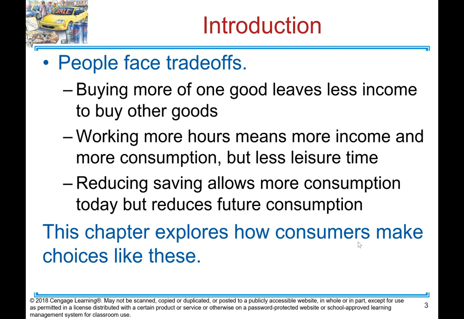People face trade-offs, one of the first principles we learned in Chapter 1. Buying more of one good leaves less income to buy others. Working more hours means more income and more consumption, but less leisure time. Reducing savings allows more consumption today, but reduces future consumption. This chapter explores how consumers make choices like these.